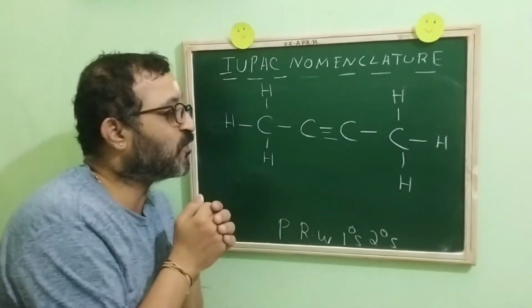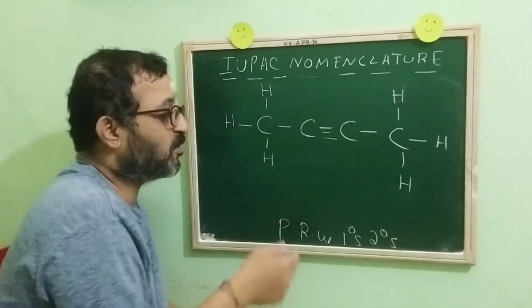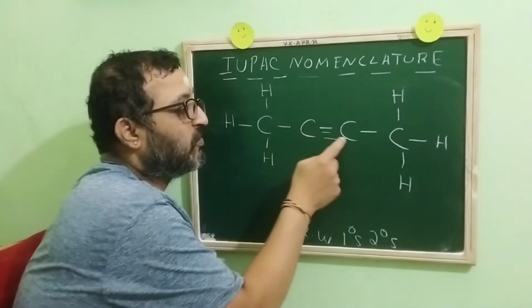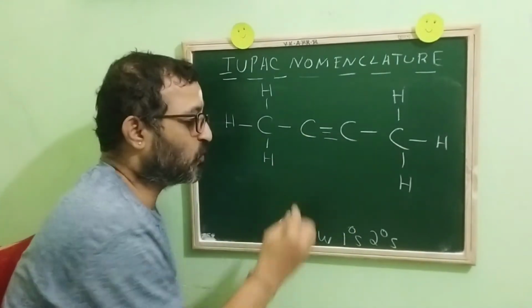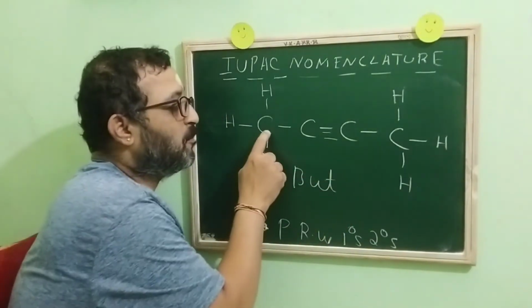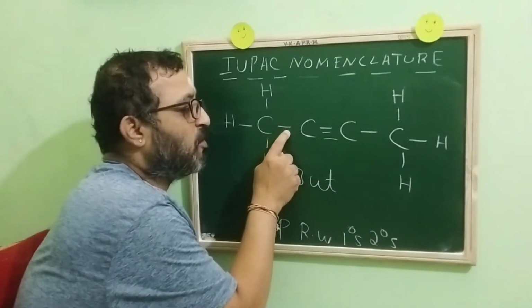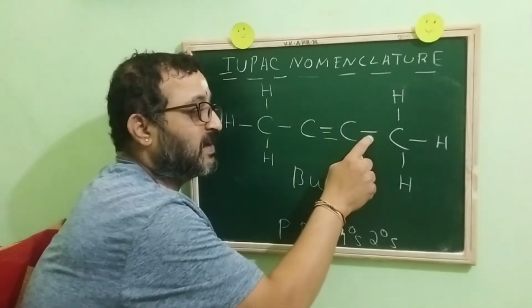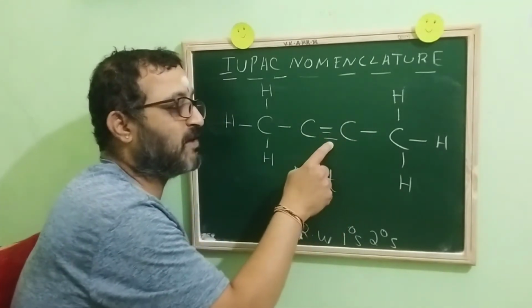Okay, children. This is the next compound. What is the root word for this compound? We have to count the number of carbon atoms. 1, 2, 3, 4. So the root word will be what, children? It is but. Between carbon and carbon we have a single bond, and here also we have a single bond, but between these two carbons we have what bond?